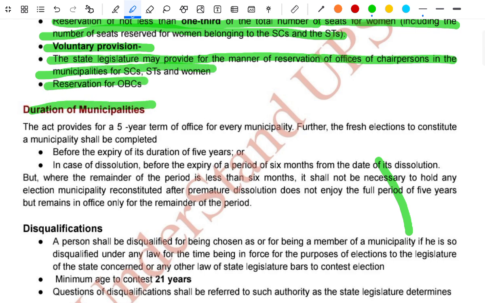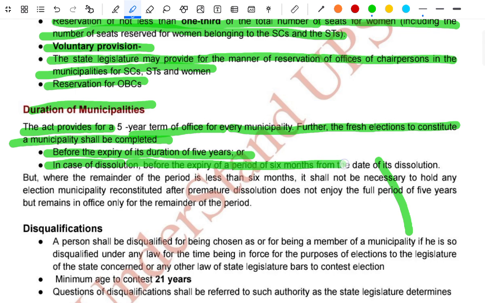Duration of the municipalities. The Act provides for a 5-year term of office for every municipality. Further, a fresh election to constitute a municipality shall be completed before the expiry of its duration of 5 years, or, in the case of dissolution, before the expiry of a period of 6 months from the date of dissolution. But where the remainder of the period is less than 6 months, it shall not be necessary to hold any election.